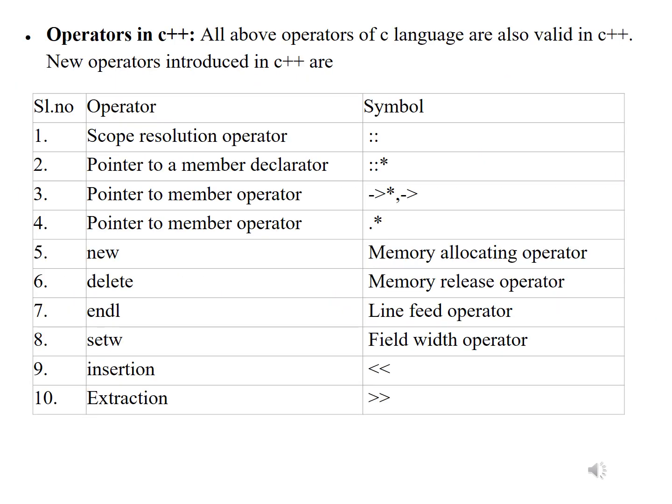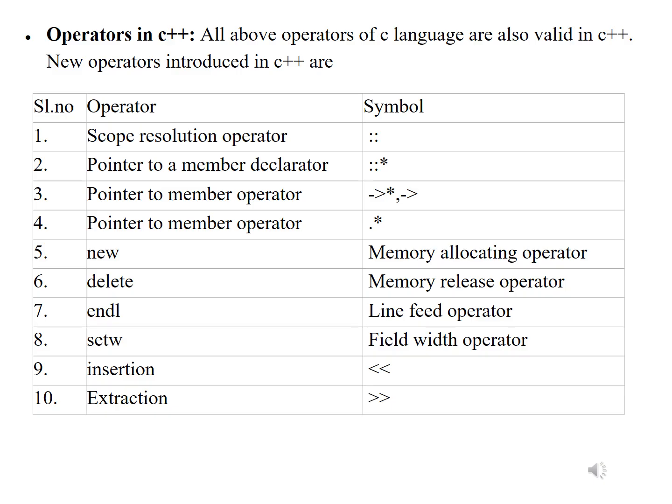Operators in C++. All the operators of the C language are also valid in C++, and the new operators introduced in C++ are like this. Observe this slide. The scope resolution operator, the symbol is double colon. Then pointer to member function, that is double colon and star. Pointer to member operators are arrow and star, and dot and star.